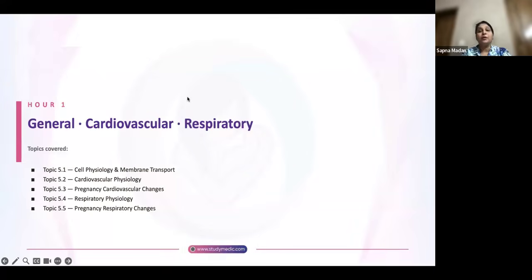Okay, so first we begin with the most important cardiovascular and respiratory physiology, and some general physiology as in cell transfers, etc. So we will be covering cell physiology and membrane transport, cardiovascular physiology, pregnancy cardiovascular changes, respiratory physiology, and pregnancy respiratory changes.